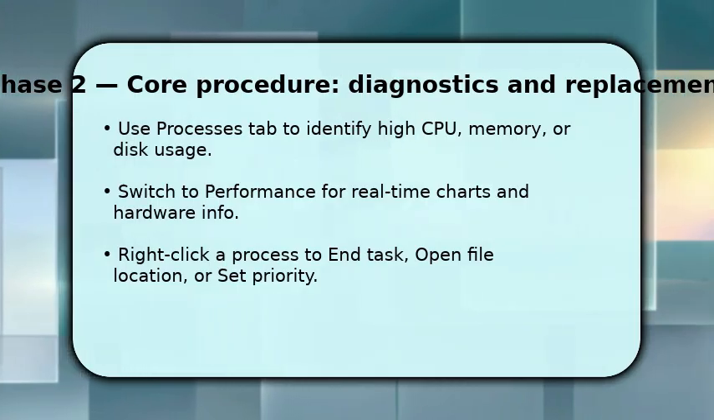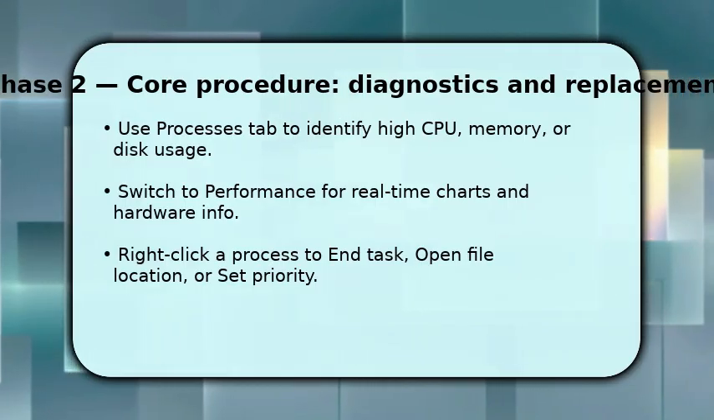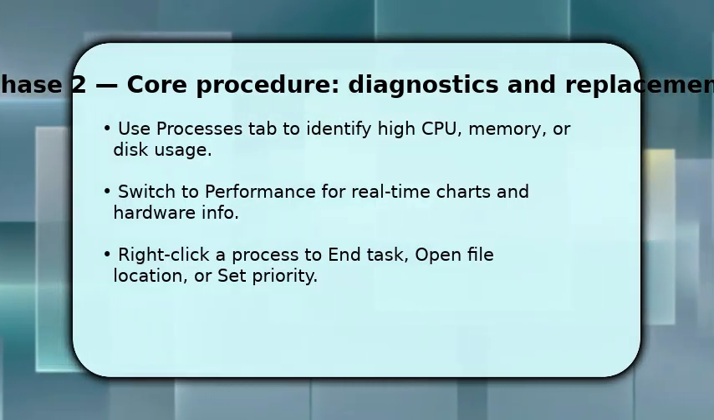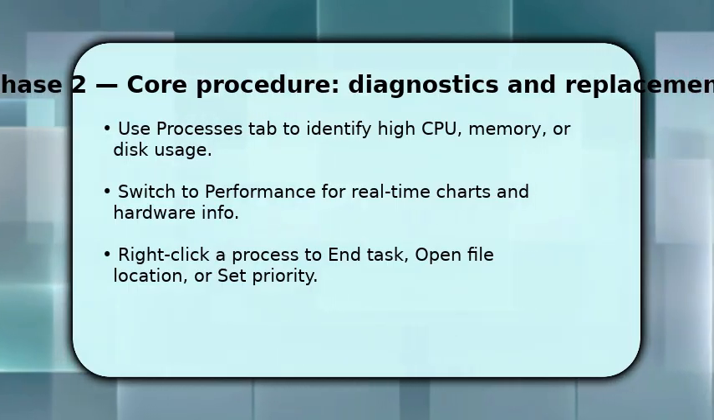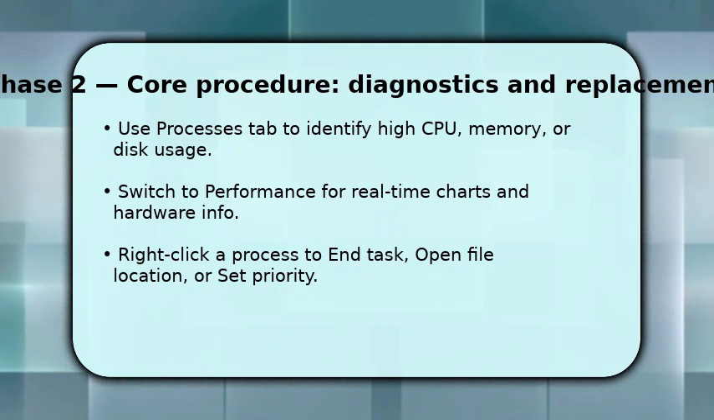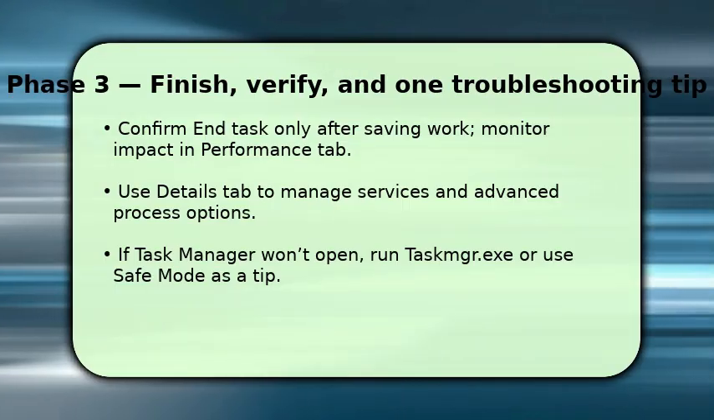If you find a misbehaving app, right-click it to end task. Do this only when necessary, because you can lose unsaved data. You can also open the file location or set priority to temporarily adjust how the system schedules CPU time. After ending or adjusting tasks, watch the Performance tab to confirm resource usage drops and the system stabilizes.